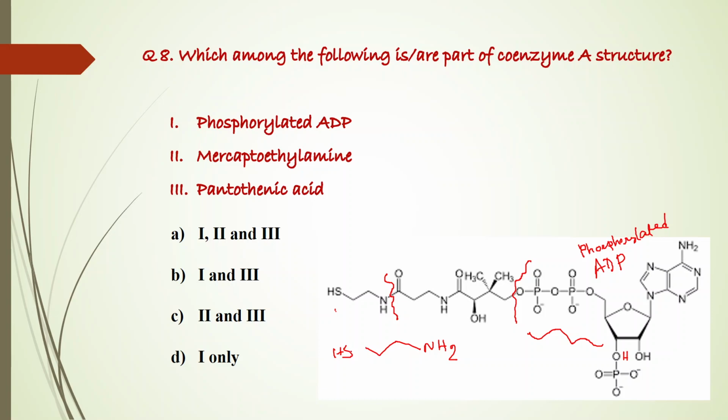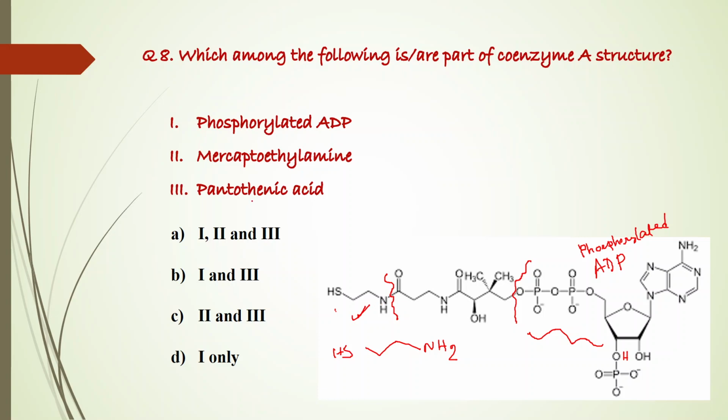You have your SH groups here. Instead of OH, you have SH. That's why it is mercapto. And this is your ethyl, 2 carbon atoms, and this is the amine group. So this part is your mercaptoethylamine. So option number 2 is also a part of coenzyme A.